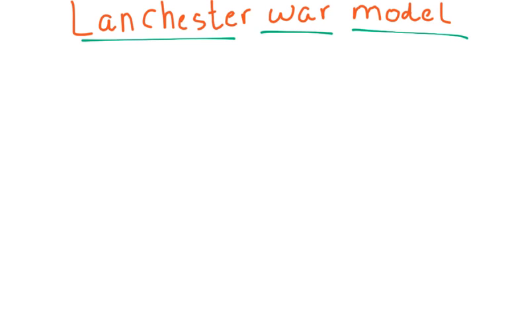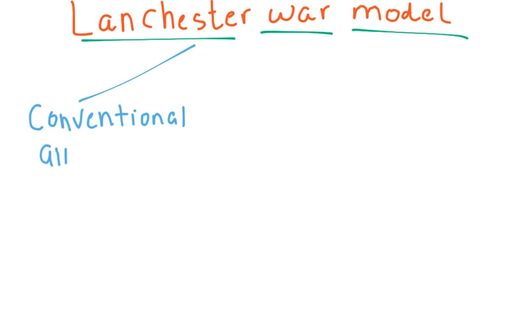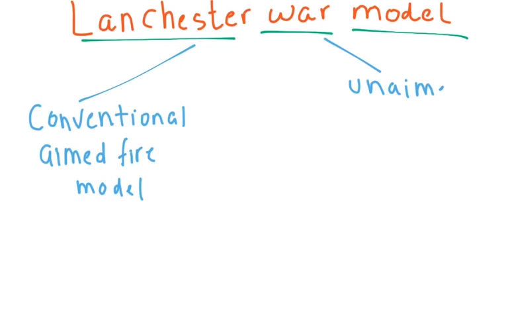Number one, the first one is called the conventional aimed fire model. The second one is the unaimed fire model.